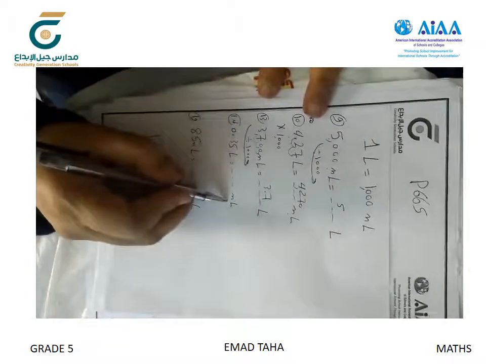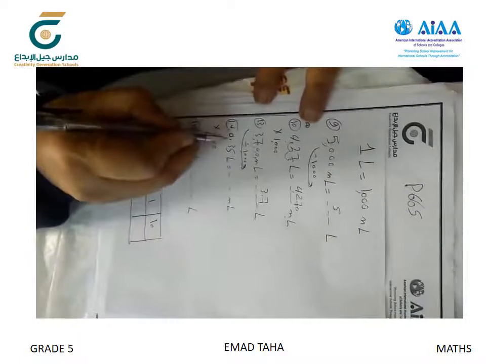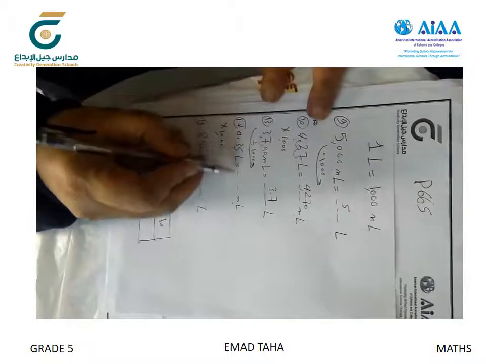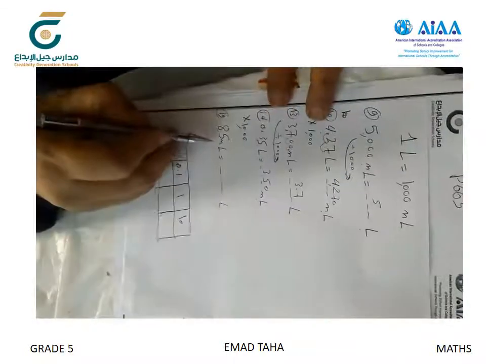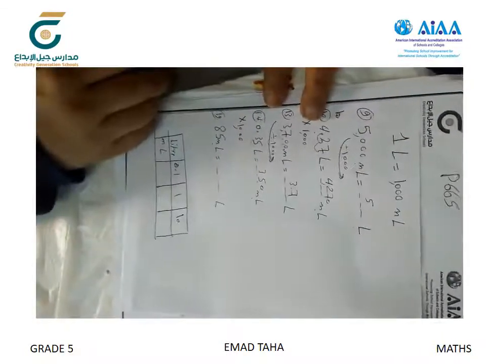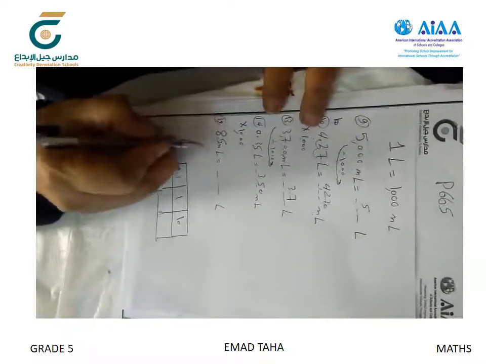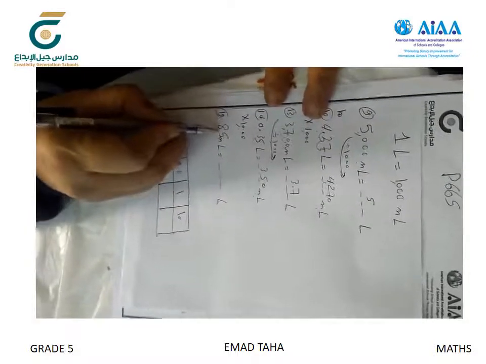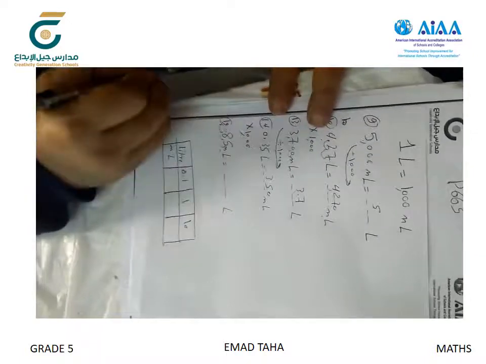0.35 liters to milliliters, multiply by 1000. So we move the decimal 3 places toward the right. 1, 2, then put 0. It will be 350. 85 milliliters to liters. So put a decimal at first, then move it 3 places toward the left. 1, 2, and 3. Here is a space, put 0. It will be 0.085.